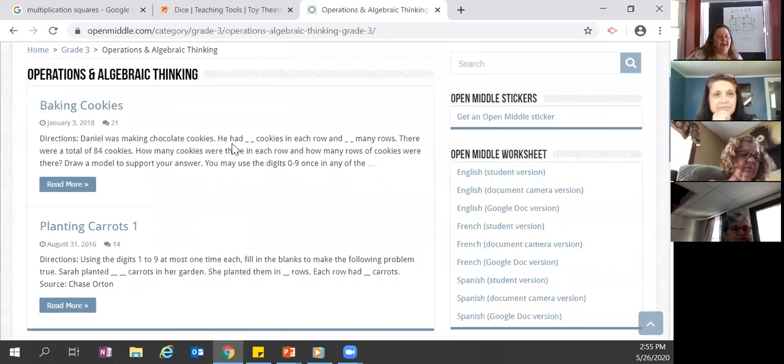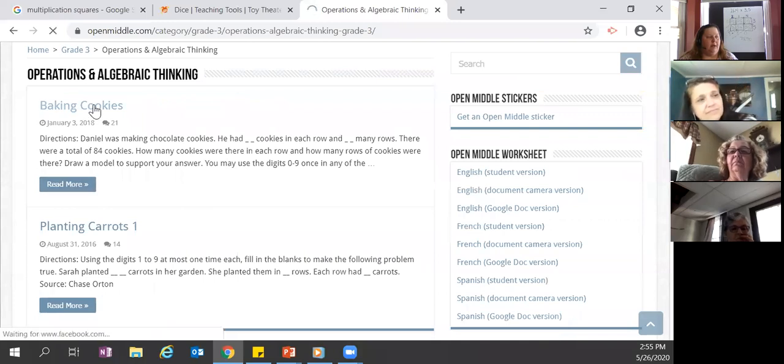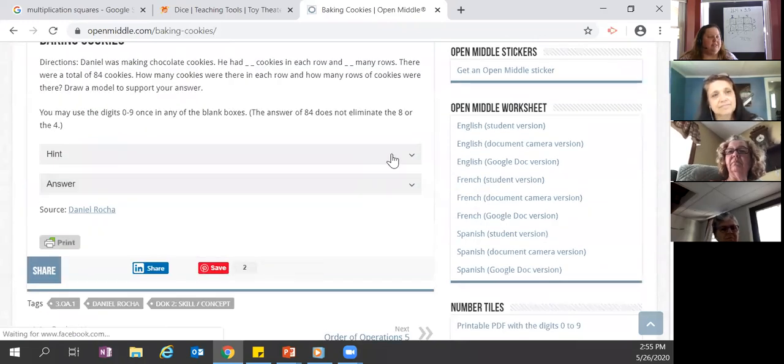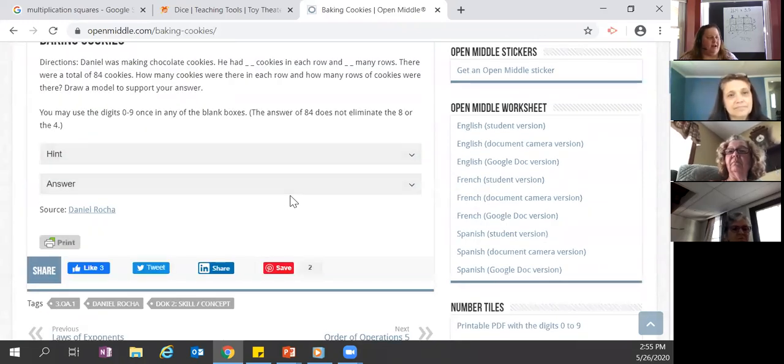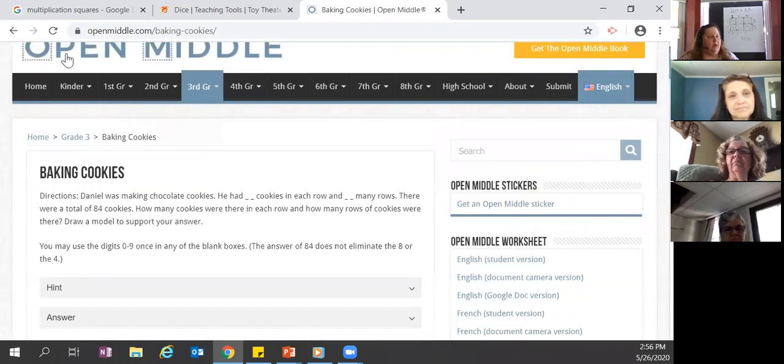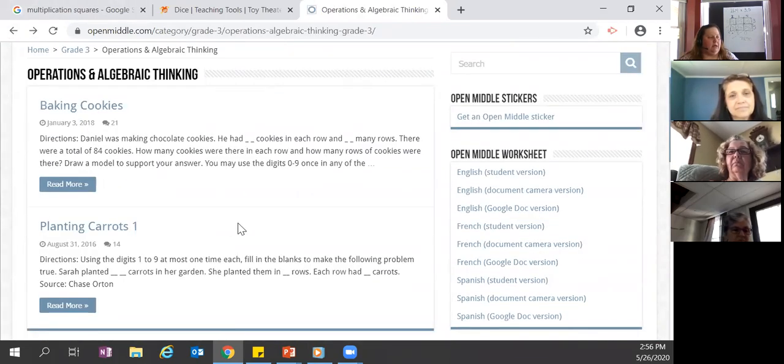So a student might actually want to use tiles to act out this problem, and then they might have these number tiles if they want to solve the problem. But when you click on the problem itself, there are some hints. It does give you an answer so that you can see what an answer might be. I'm going to go back here.